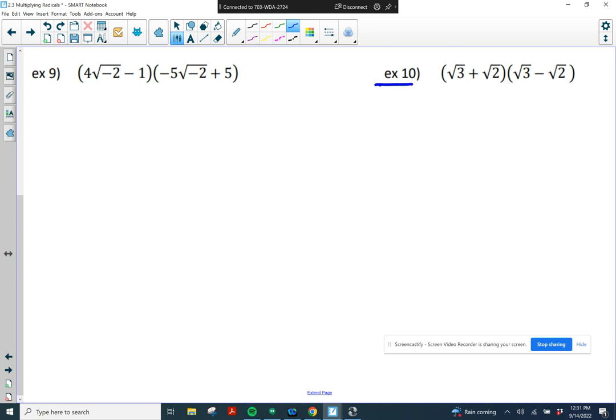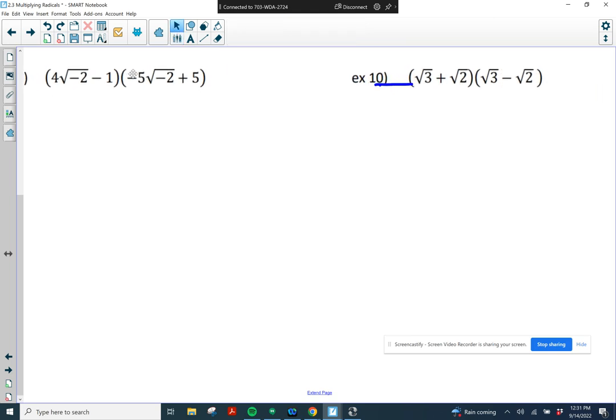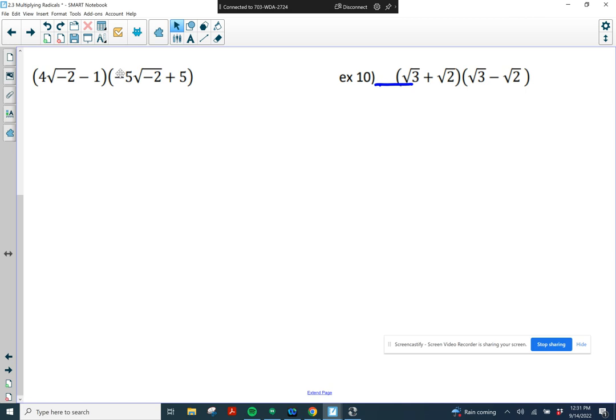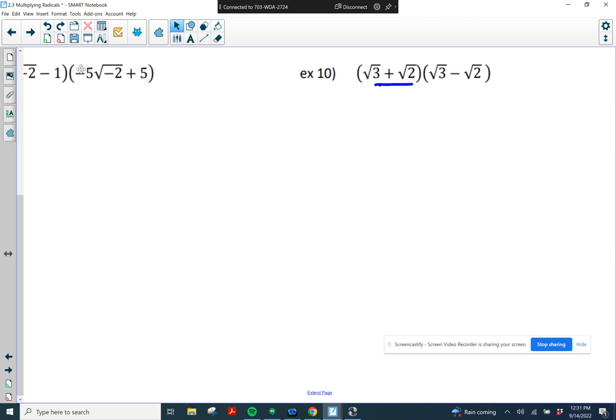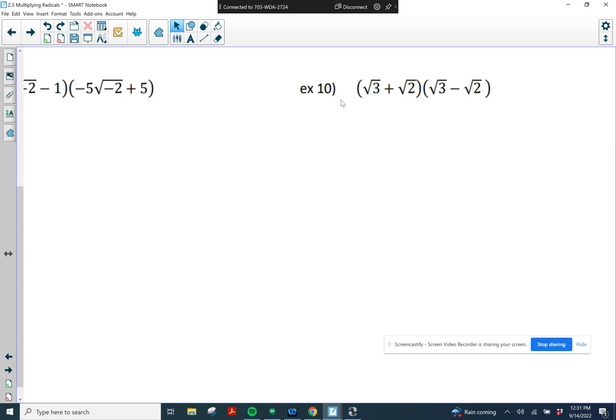So notice what we have. I'm going to move this over just a little bit, so I have a little more room like you have on your paper. So example 10. Notice what I have. This is like doing a binomial times a binomial. See that plus sign? See that minus sign? It's like multiplying polynomials. So I'm going to show you with the distributive property, and then I'll also show you with the box method.